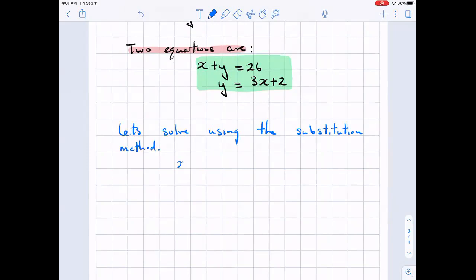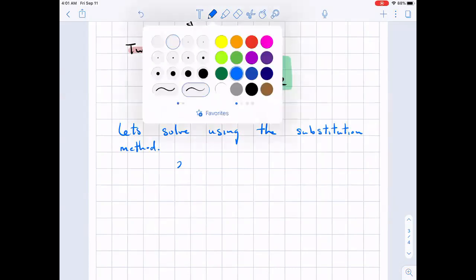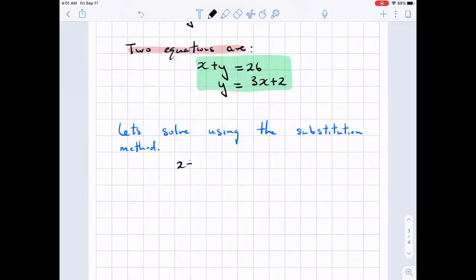So we have x plus y is equal to 26. We know y is equal to 3x plus 2. So what we do is take the first equation, or let's label them equation 1. Let's call this equation 2.